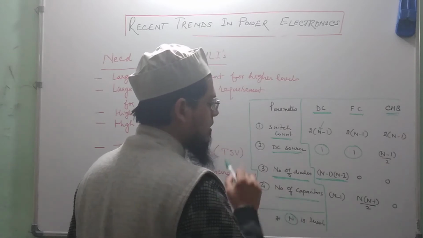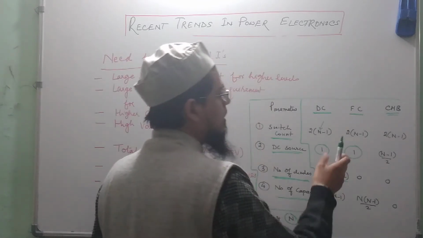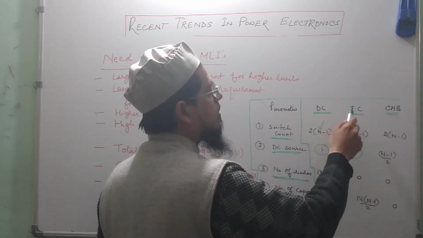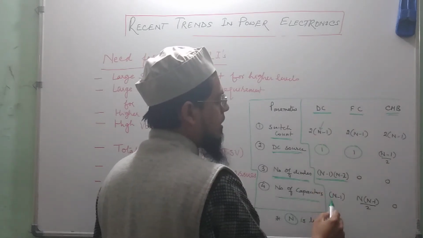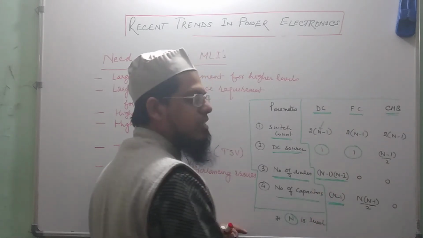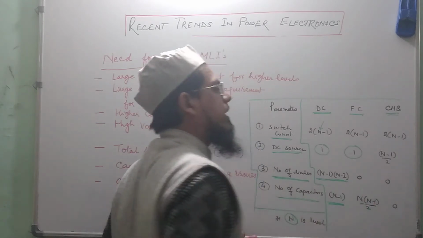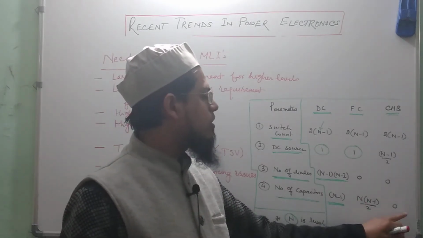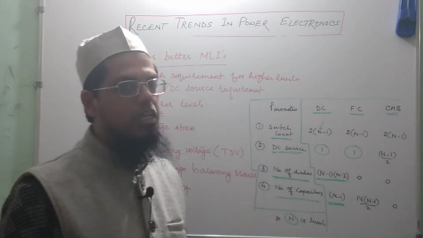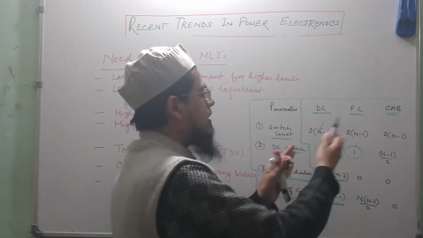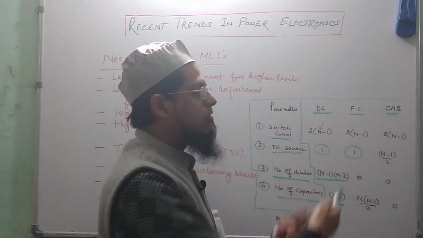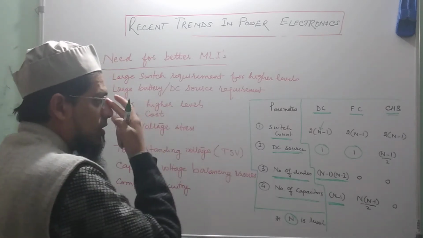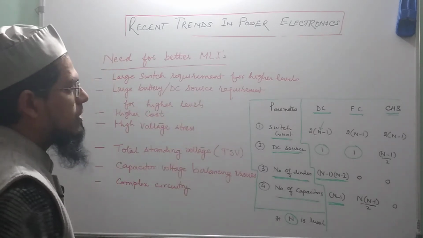Talking about the number of capacitors, this is the inherent disadvantage associated with the diode clamped and the flying capacitor. In diode clamped, the number of capacitors required is n-1 for n level generation, and flying capacitor is quite large: n(n-1)/2, again a quadratic function of n. There is no requirement of capacitors in the cascaded H-bridge multi-level inverter. So you could see there are certain advantages and certain disadvantages associated with all the three conventional topologies. Okay, so let me put it in tabulated form.